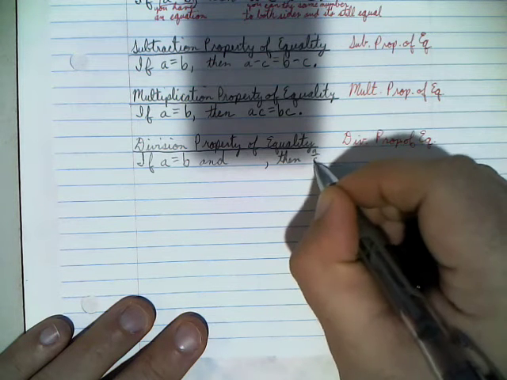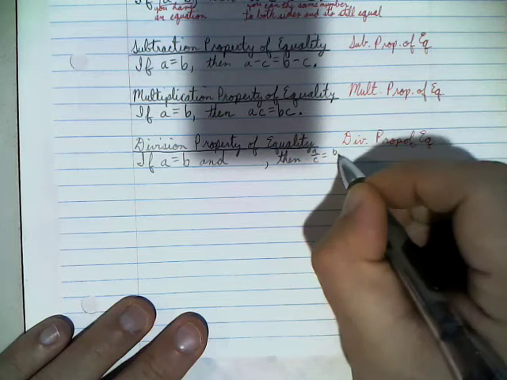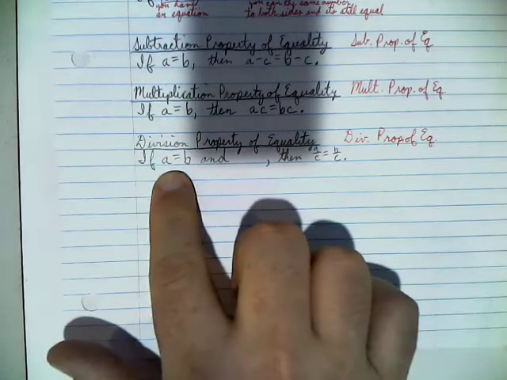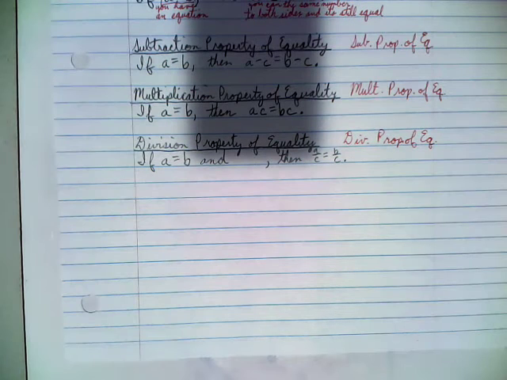A over C equals B over C, because of course fractions mean division. So what we see here again is if we have an equation, then we can divide both sides by the same number and it's still equal.